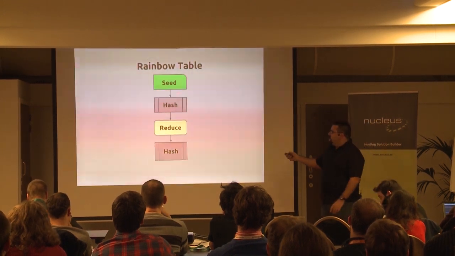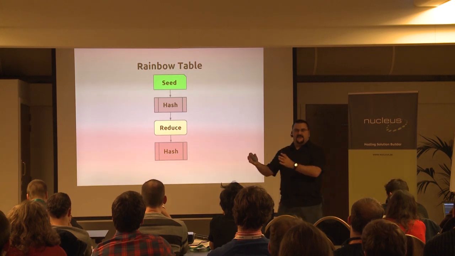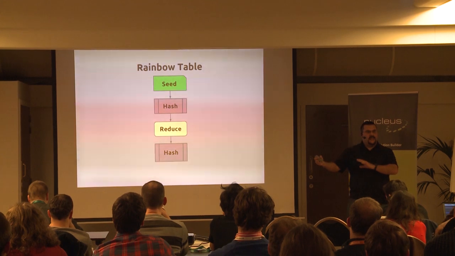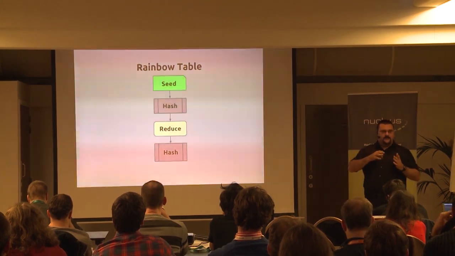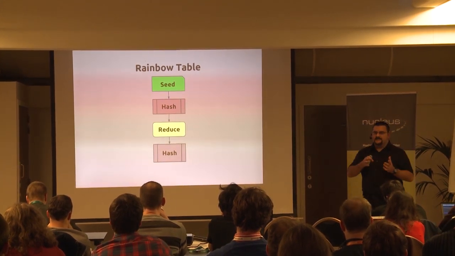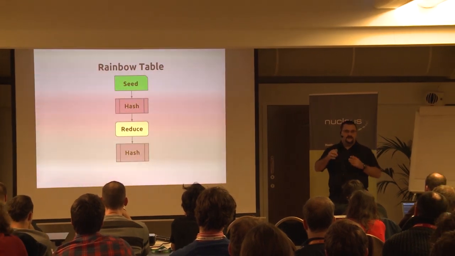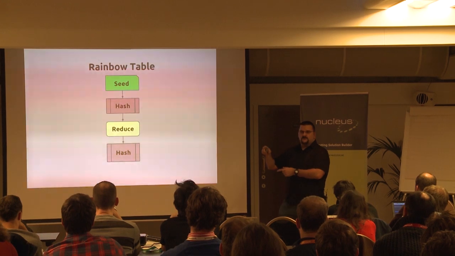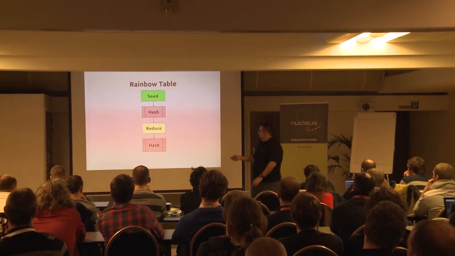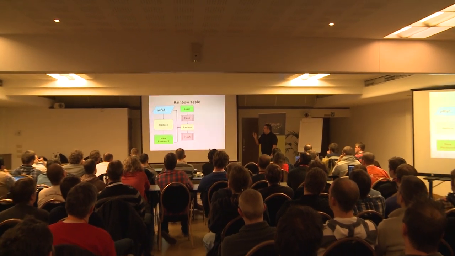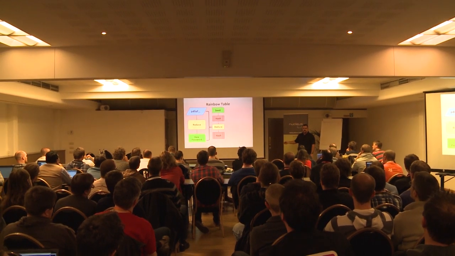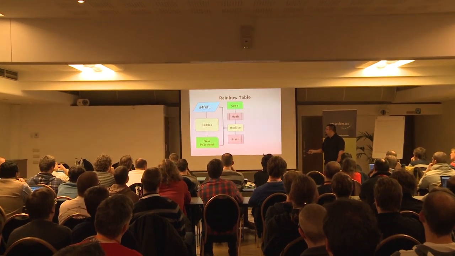So we take a seed. We start off, let's guess a random password. We run that through our hash function, and now we have a hash. Then we take a reduce function, which is basically a one-way function that takes a hash as an input and produces something that looks like a password as the output. And we run that through hash again. So we have the input, reduce, and that generates a new password, which then we continue on this chain.